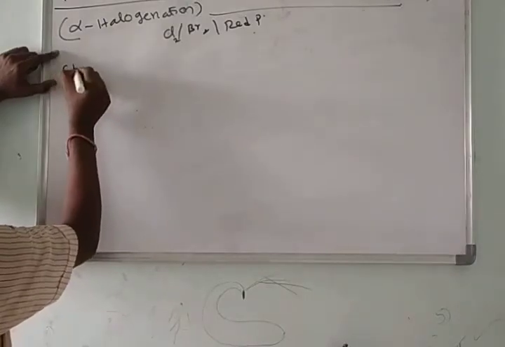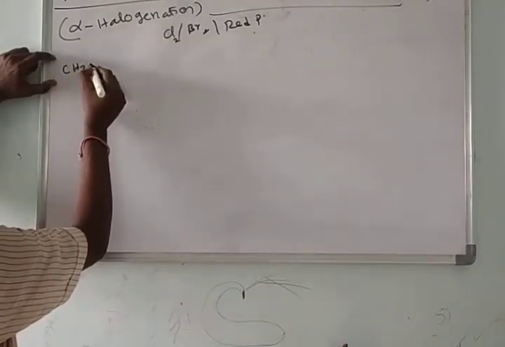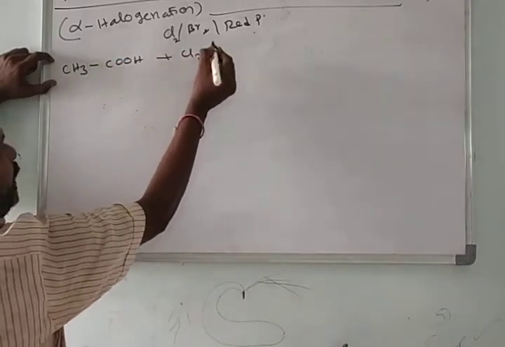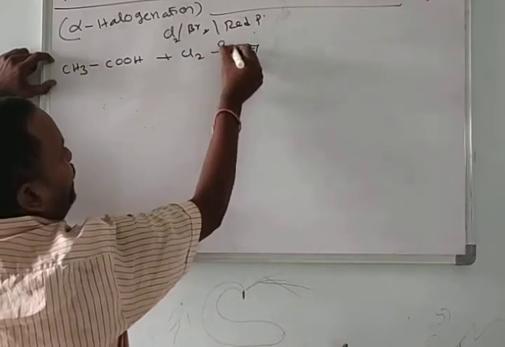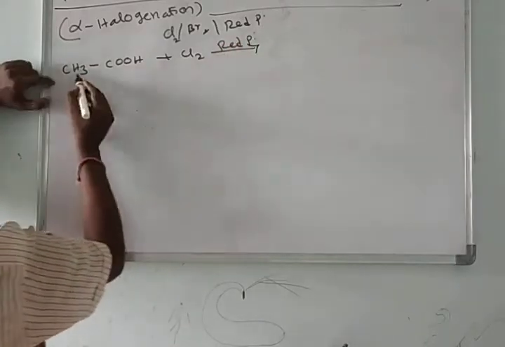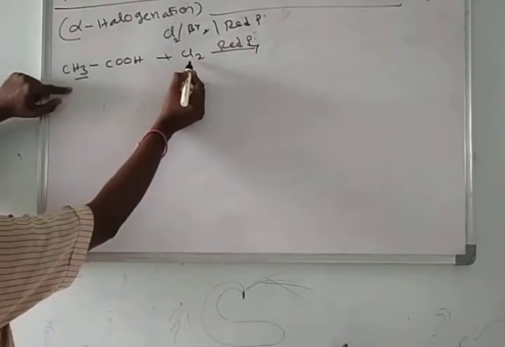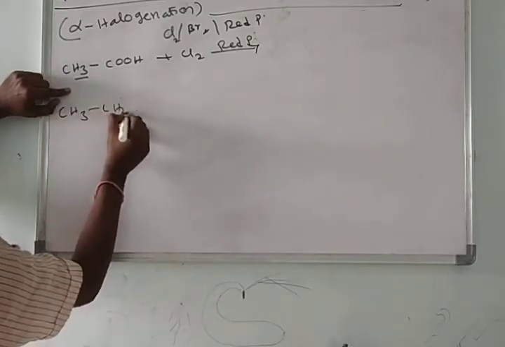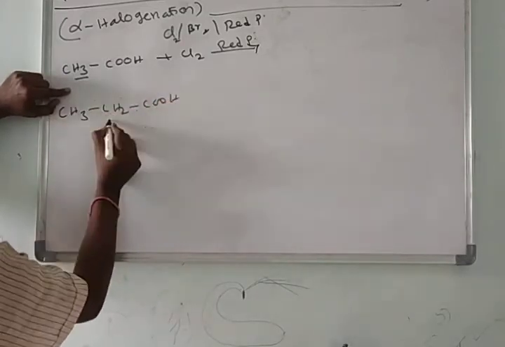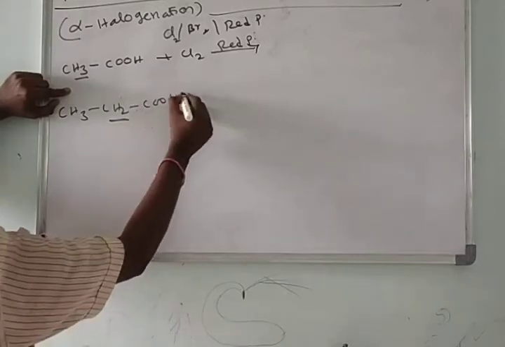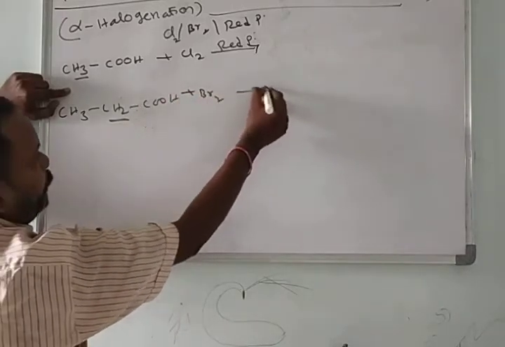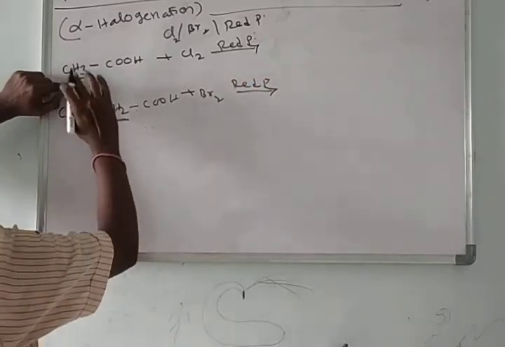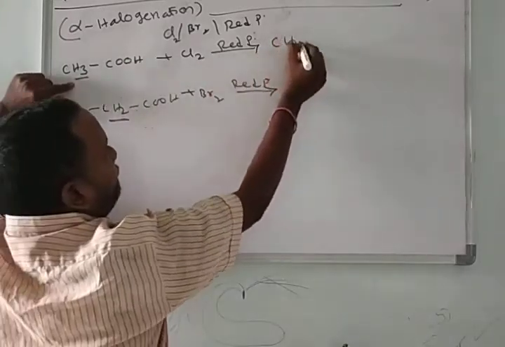Here I am taking acetic acid, which reacts with chlorine or bromine in the presence of red phosphorus. What happened? Only the alpha hydrogen is replaced with chlorine. Only the alpha hydrogen. Suppose, for example, I take propanoic acid. Only the alpha hydrogen is replaced. It reacts with bromine. What happens in the presence of red phosphorus? We'll see here. One hydrogen is replaced.